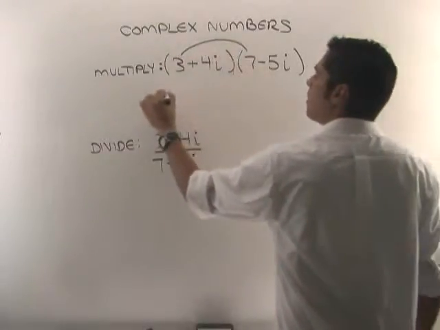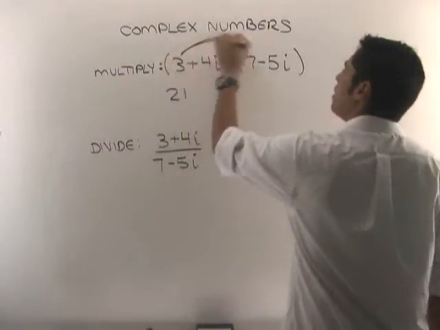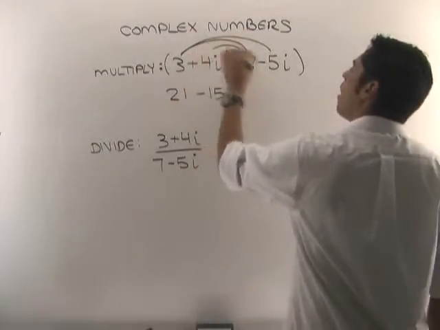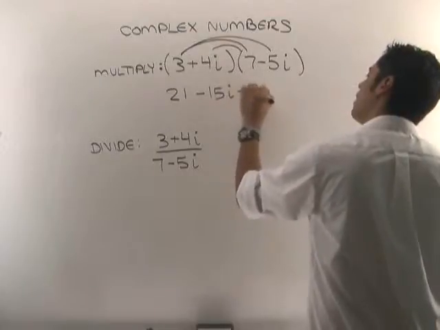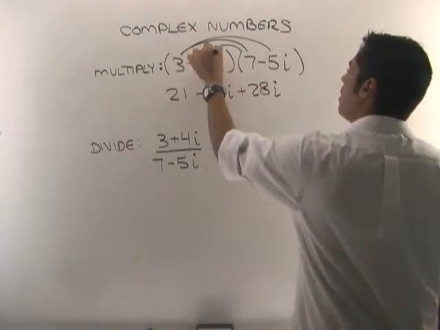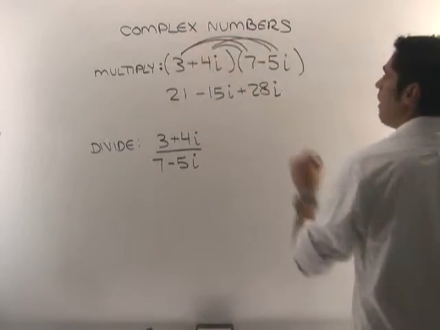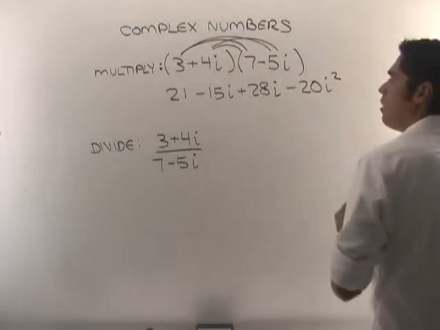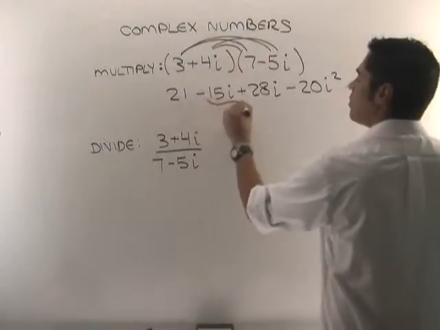We multiply 3 times 7, that gives us 21. 3 times negative 5i gives us a negative 15i. 4i times 7 gives us a 28i. And then lastly, 4i times negative 5i gives us a negative 20i squared. Okay, now in the middle we can collect these two terms together.